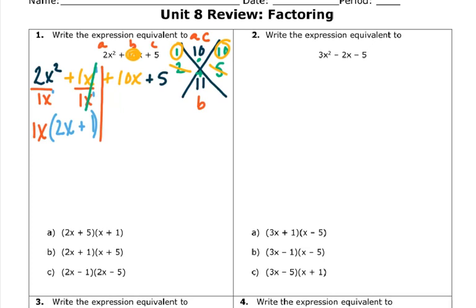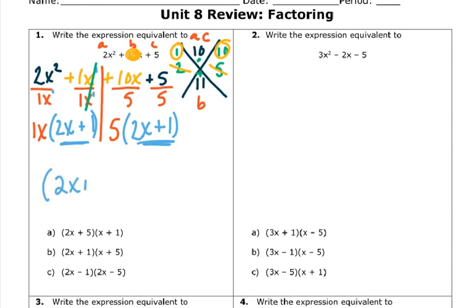So now I do the same thing with the other side. What is the greatest common factor of a 10 and a 5? What can I divide those by? I can divide both of those numbers by a 5. So I take a 5 out. Now I write my leftovers. 10 divided by 5 is 2 with an x. 5 divided by 5 is positive 1. So I know that I did it correctly because my numbers in parentheses match. So I got 2x plus 1.